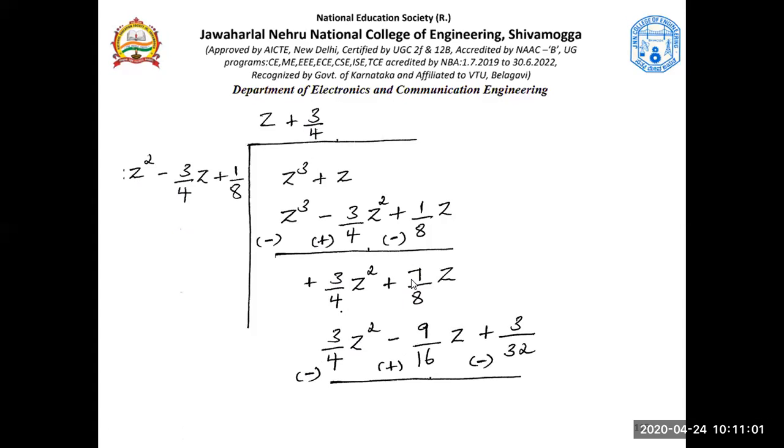So what is left behind? Add these two terms. If you add these two terms, it will become 23 by 16 Z minus 3 by 32. Now you see, this has order 1, whereas this has order 2. That means the numerator term will have a lesser degree and the denominator term will have a greater degree. So here we need to stop.